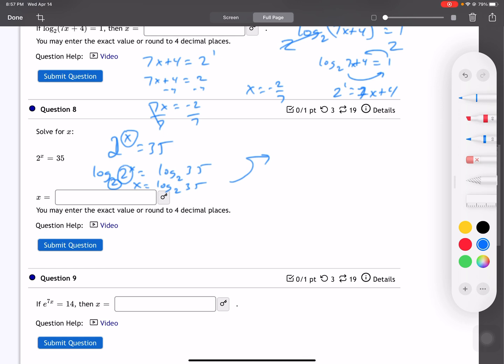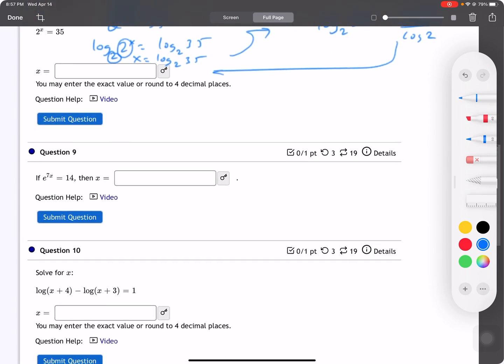So you would have to type this into your calculator. Using a calculator, log base 2 of 35 is equal to log of 35 over log of 2. Change the base. Okay, so plug that in your calculator and that'll give the answer there.